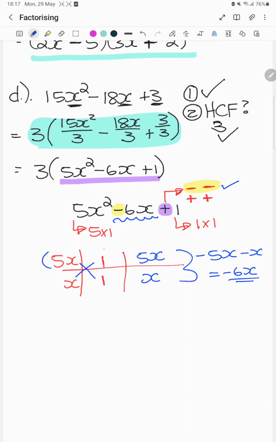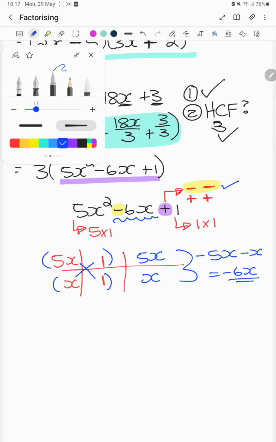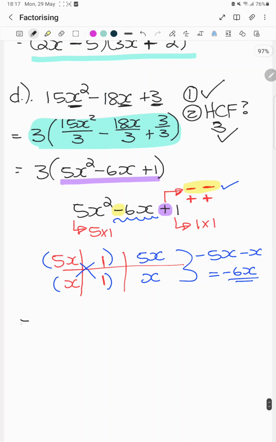So I'm going to take my top 2 parts, put it into one bracket, and my bottom 2 parts and put that into another bracket. Alright, so this will then leave me with bracket 5x, 1, and x and a 1 in my second bracket. And remember, both signs were negative, so it will be negative, negative, and there you did it. You successfully factorized.